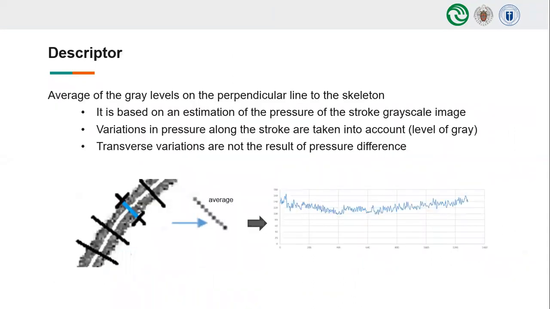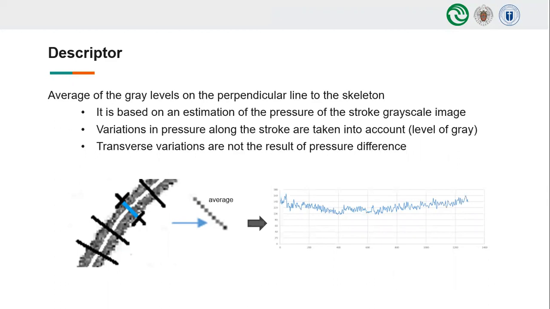The proposed descriptor corresponds to a representation of the writing pressure pattern estimated from the grayscale image of a handwritten stroke. We will work with the average level of gray of the points of the stroke located on the perpendicular line. This new descriptor better represents the complete pressure distribution of the stroke, since it considers in its calculation all the points on the perpendicular line to the skeleton. That is, all the important variations in pressure along the stroke are taken into account, measured by the gray level. Besides, the variations are not the result of pressure difference.